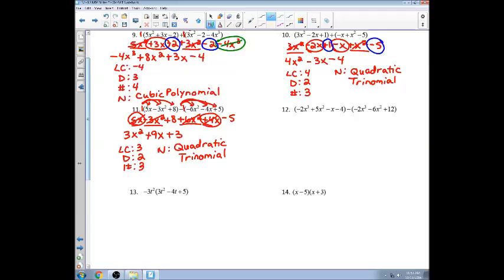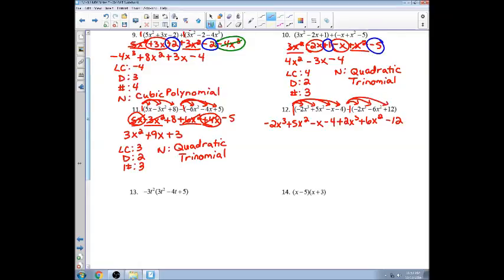All right. On to number 12, same thing. I'm going to add a 1 in front and a 1 between the negative and the parenthesis. 1 times negative 2x to the third is negative 2x to the third. 1 times 5x squared would be positive 5x squared. 1 times negative x would be negative x. And 1 times negative 4 would be negative 4. Negative 1 times negative 2x to the third is positive 2x to the third. Negative 1 times negative 6x squared would be positive 6x squared. Negative 1 times 12 would be negative 12.